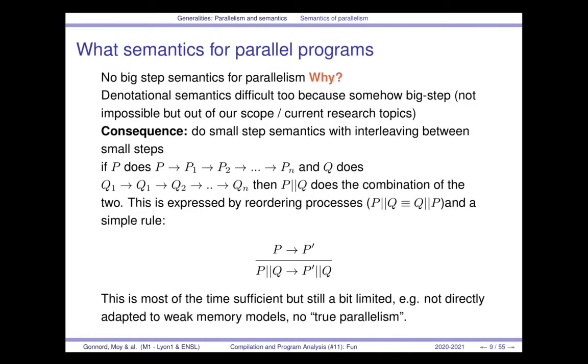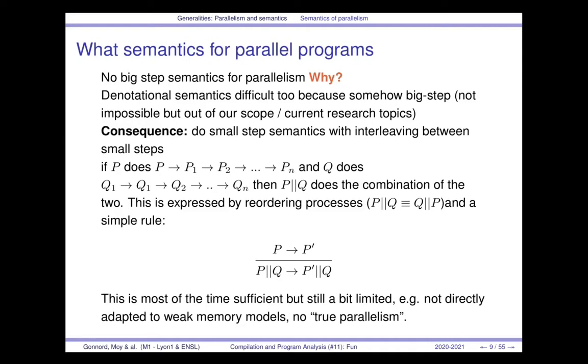Okay, before getting into one real semantics, what kind of semantics do we see for parallel programs? So we've seen that there are different kinds of semantics: big step, small step, denotational. First, there's in general no big step semantics for parallelism. The reason is that big step semantics takes a program as a whole, and parallelism needs to split the program into pieces to compose and interleave the semantics of these pieces.